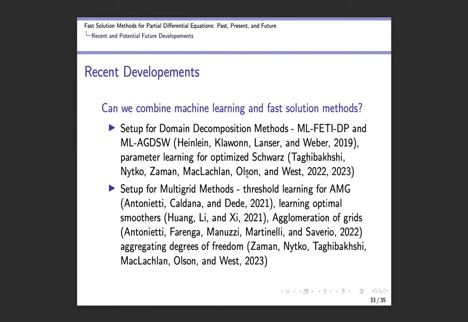And several research groups try this approach of setup for multigrid method. The Italian group considered threshold learning for algebraic multigrid method. And this group, optimal smoother. And another Italian group considered agglomeration grid for algebraic multigrid method. And this Illinois group also considered aggregating degrees of freedom using graph neural network. So they use machine learning technique for setting up this multigrid method and domain decomposition method.